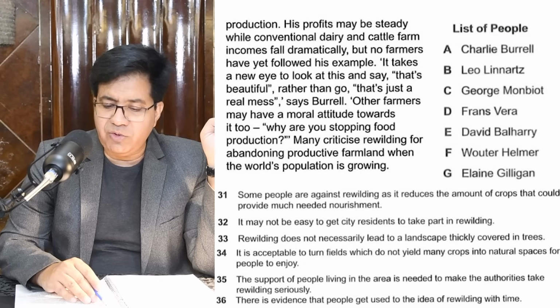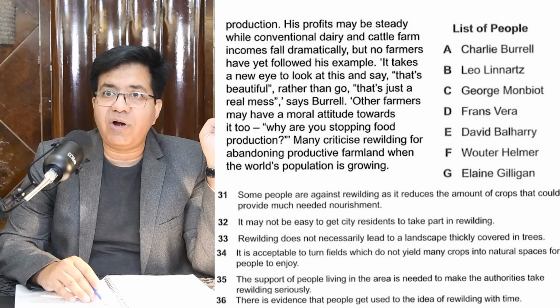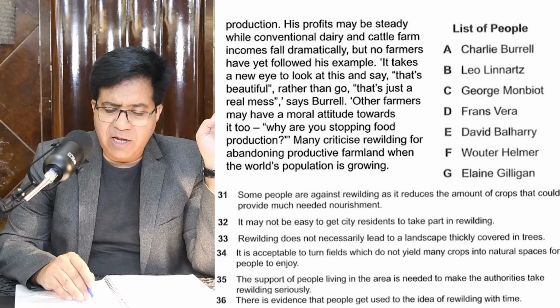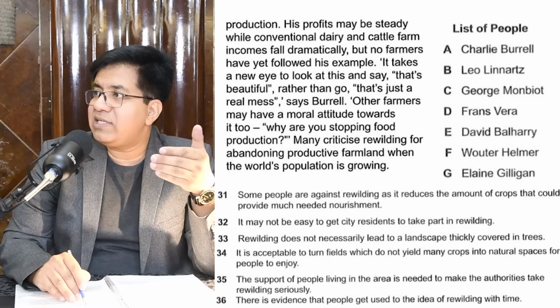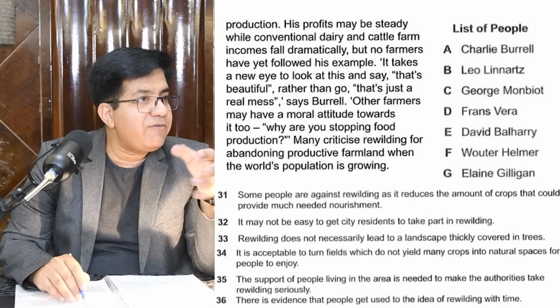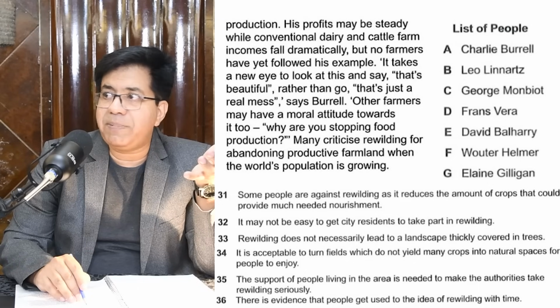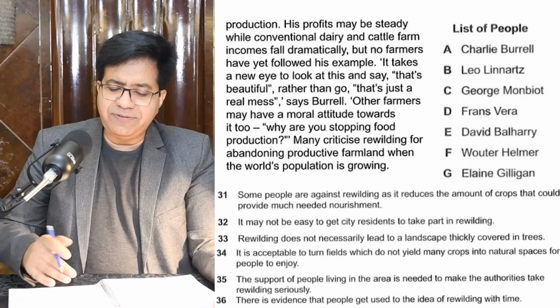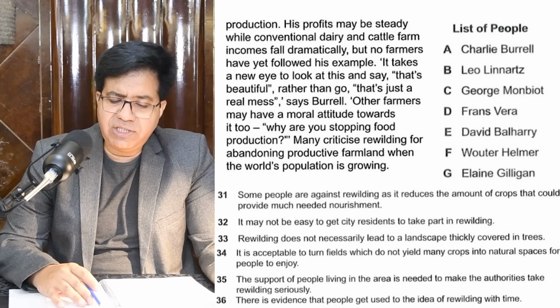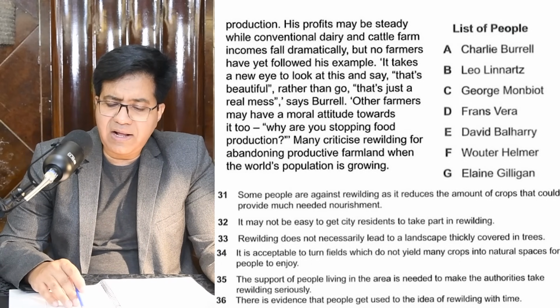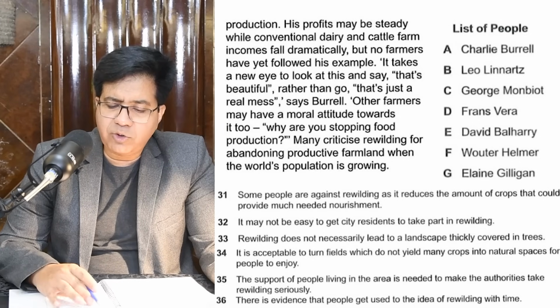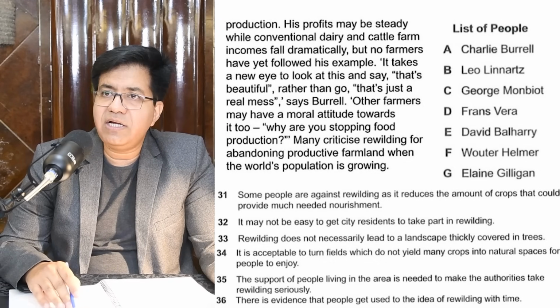Now what is moral attitude? Why are you stopping food production? Many criticize rewilding for abandoning productive farmland when the world's population is growing. So Burrell says they have moral issues that we are rewilding, but we need more food. People are getting hungry and all that. Now please come back and we see if there is any question that matches with that. Question number 31. Some people are against rewilding as it reduces the amount of crops that could provide much needed nourishment.